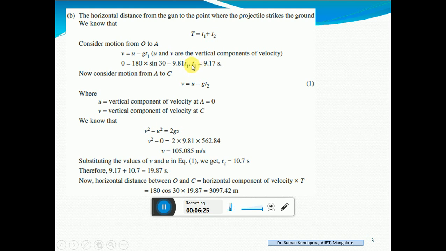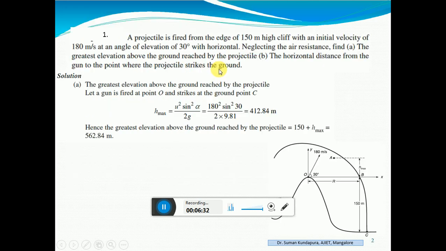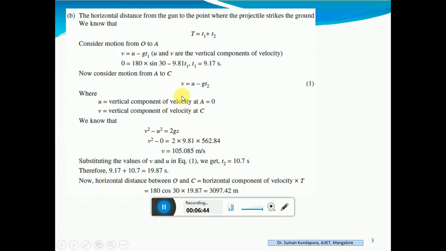Simplifying this, I will get t1 as 9.17 seconds. Now consider the motion of the projectile from point A to point C, where the equation is given as v equals u minus g t2. Here u is the vertical component of the velocity at point A.